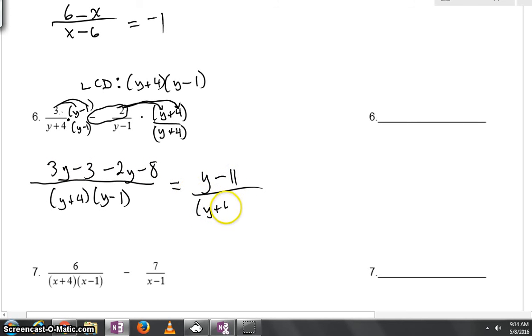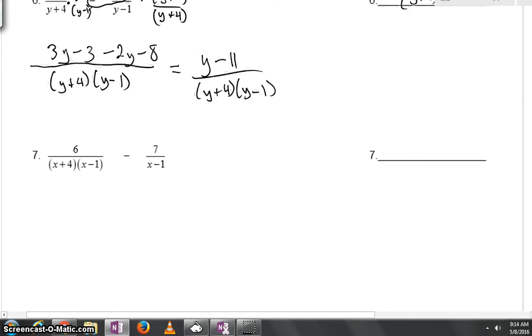So we've got y plus 4, y minus 1 still remaining down below. This is our final answer. We're halfway done. Let's take a look at number 7.